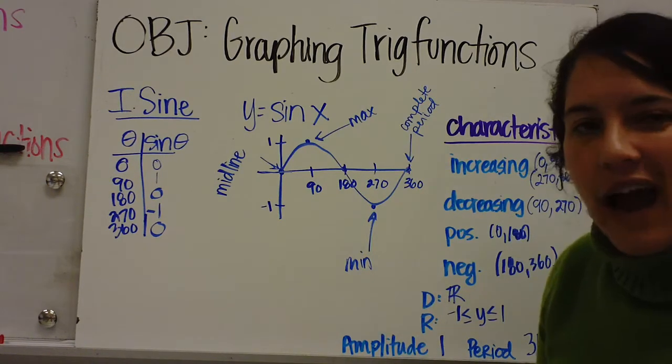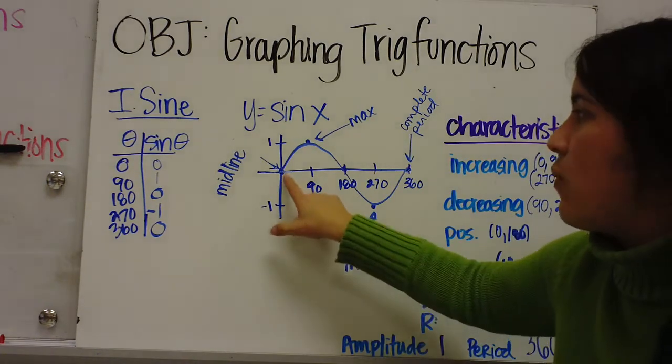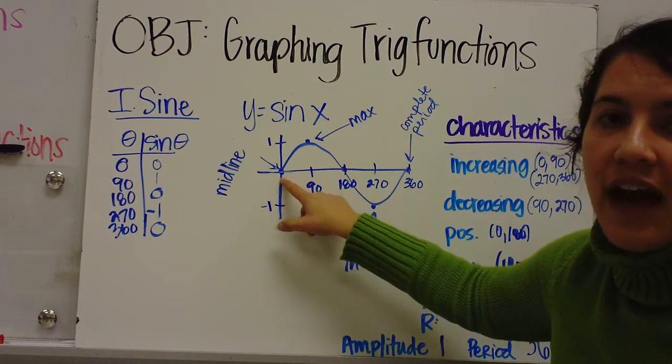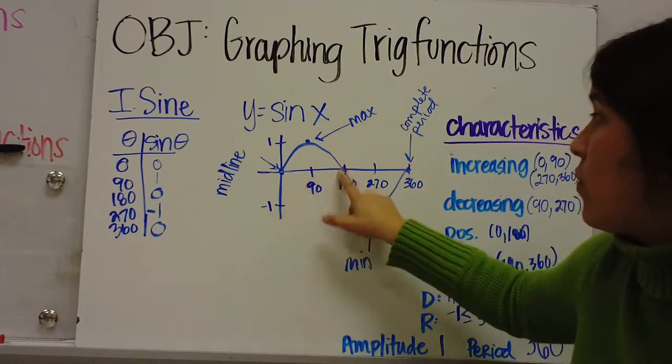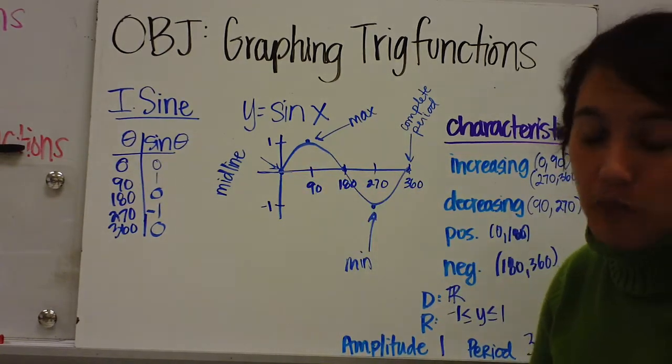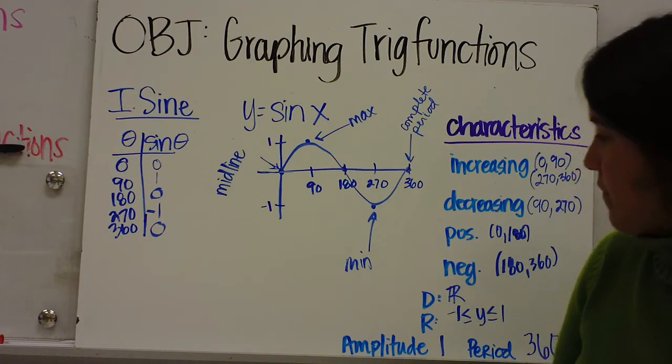And if you were asked about intercepts, you can see the y-intercept is 0, and the x-intercepts are 0, 180, and 360. So there are multiple x-intercepts.